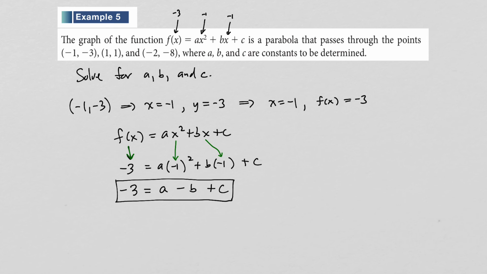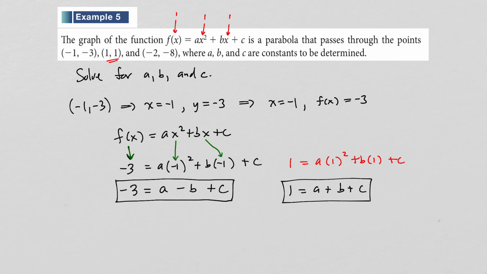Now what I'm going to do is do the same thing with these other two points. So for the point (1, 1), we're going to plug in x equals 1 at the same time that f of x is equal to 1. And so if you do that, you get 1 is equal to a times 1 squared plus b times 1 plus c. And that gives us the equation 1 equals a plus b plus c. So that's our second equation.